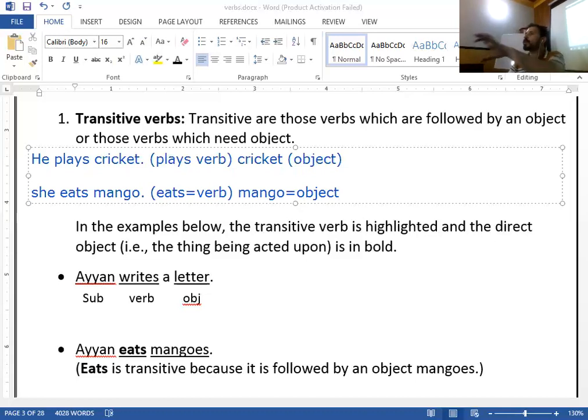Eat is the verb. Which type of verb is it? It's called a transitive verb. Why do we call it a transitive verb? Because it takes, or is followed by, an object.